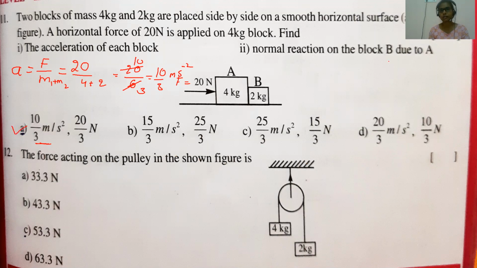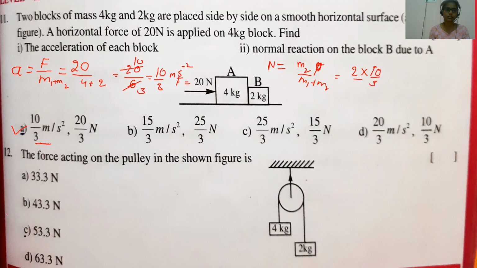Now the normal reaction between the blocks B and A. So you can calculate it. What is the normal reaction, children? On the block B due to A, we can take it as a force also, which is given by m2F divided by m1 plus m2. M2 is how much? 2 kgs, into the acceleration we got, 10 by 3.